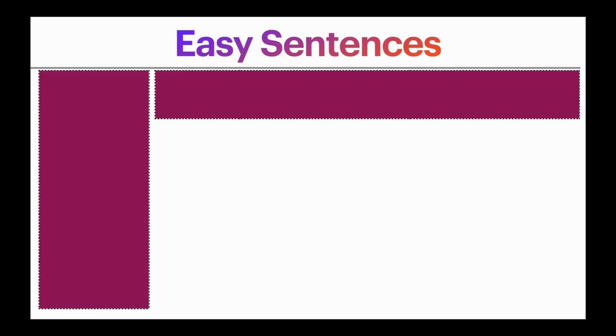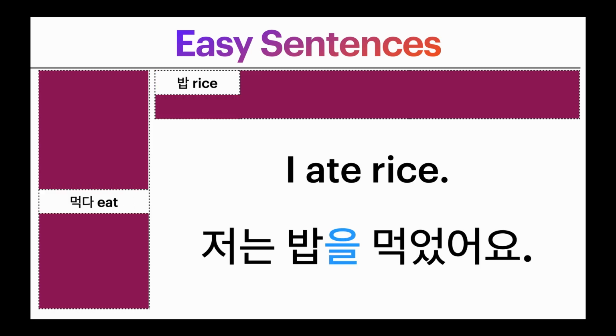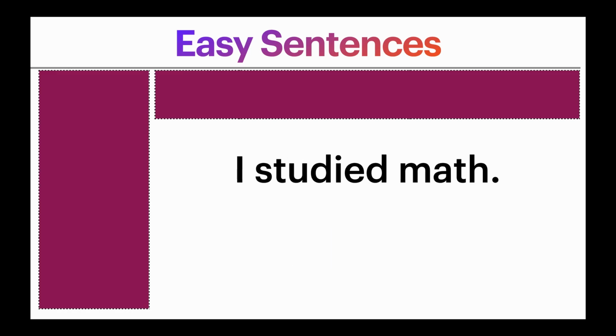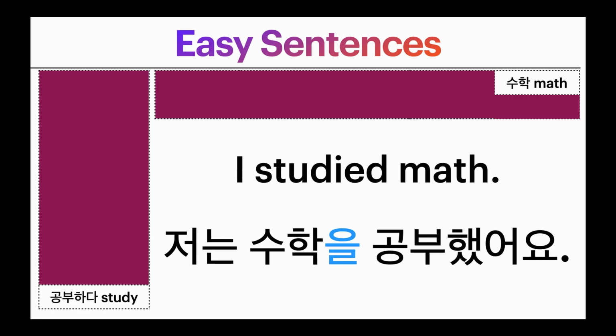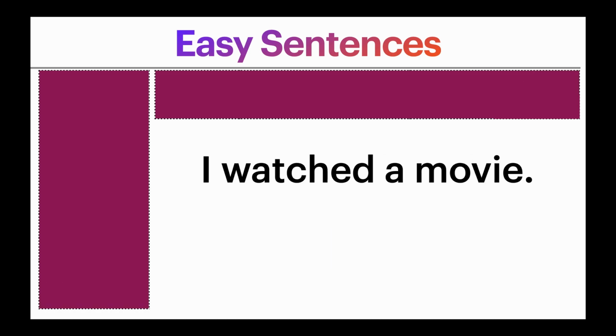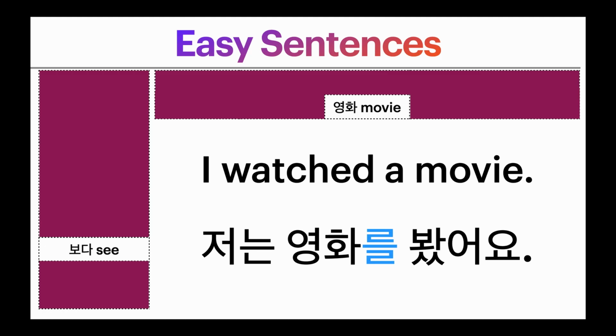And now let's see how well you can remember these words. I ate rice. 저는 밥을 먹었어요. I studied math. 저는 수학을 공부했어요. I watched a movie. 저는 영화를 봤어요.